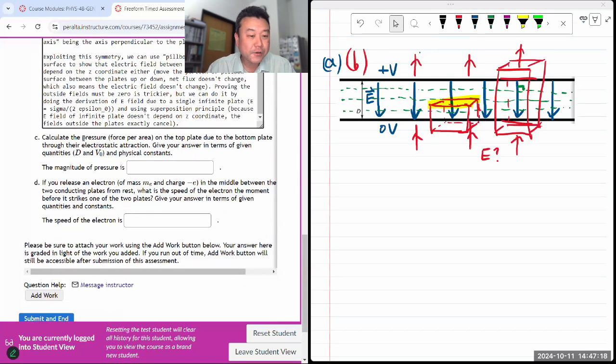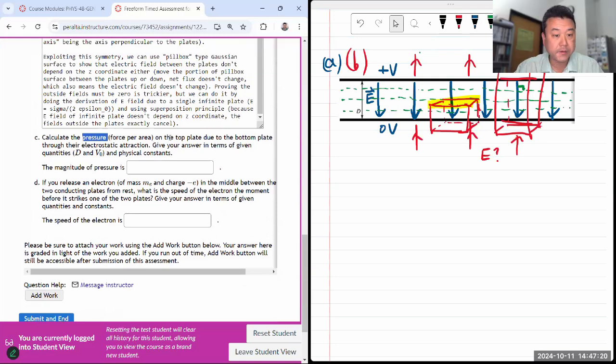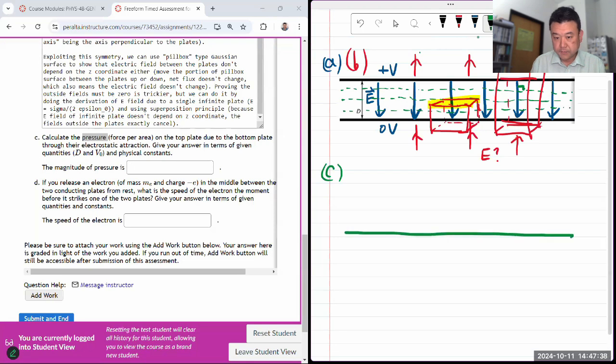All right. Calculate the pressure, force per area on the top plate due to the bottom plate through their electrostatic attraction. Oh, okay. So for this, I have to be careful that I don't include the field due to the top plate. So really what I have is the bottom plate will have negative charge on it. So it'll be producing an electric field that looks like this on its own.